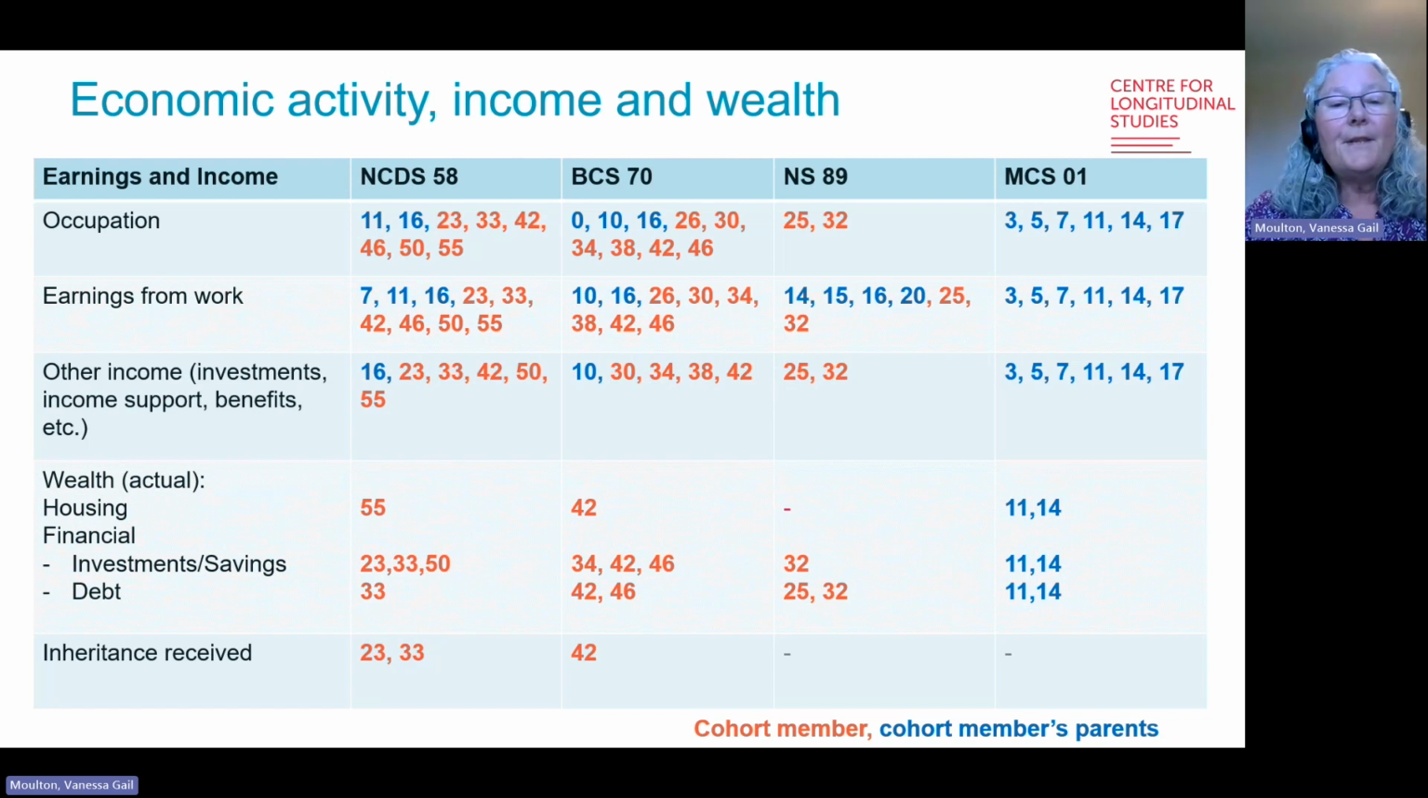So looking at this particular chart, we have occupation, we have earnings, in many cases for both partners and other income, for example, investments, income support benefits, etc. And these are collected pretty comprehensively for each cohort and across the life course. We also have household income and equivalized income in most cohorts and sweeps. And we also collect information on things like wealth, so housing wealth and financial wealth in more recent data collections.